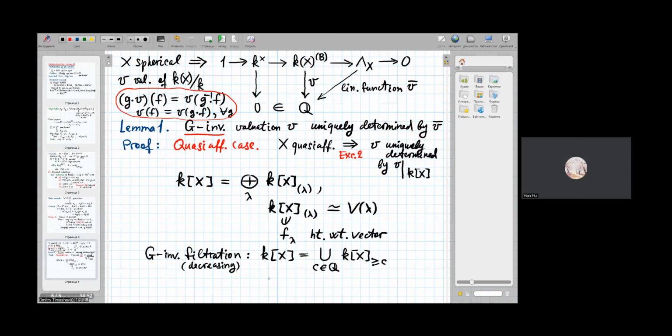Yes, exactly. Your guess is right. So let me write it explicitly: this subspace K of X greater or equal than C is nothing but the space of all functions f sitting in K of X such that the value of V at f is greater or equal than C.